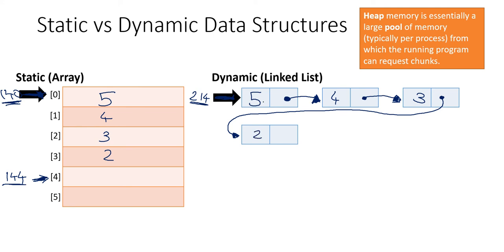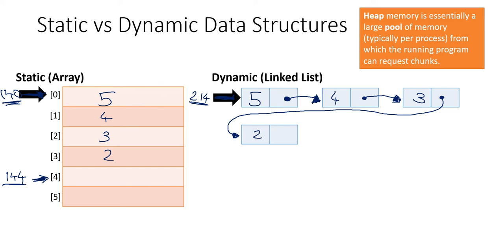But the heap won't necessarily give us consecutive memory locations like we've got in an array. When we've got an array, we request an array of a certain size. It gives us a block of memory that's going to be that size in consecutive memory locations. The dynamic one might not always be memory locations directly one after the other.